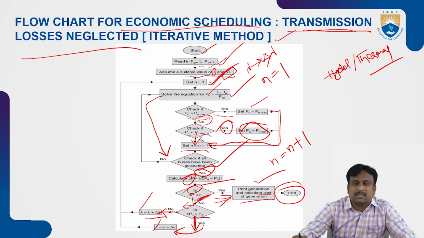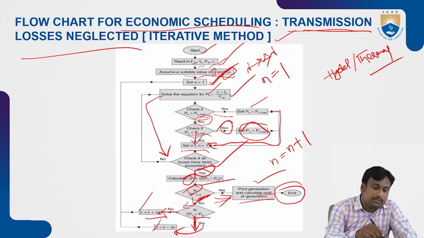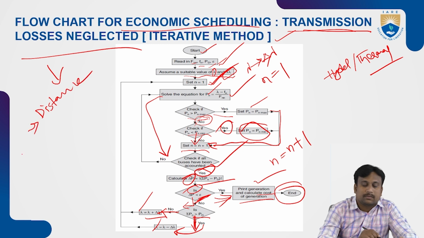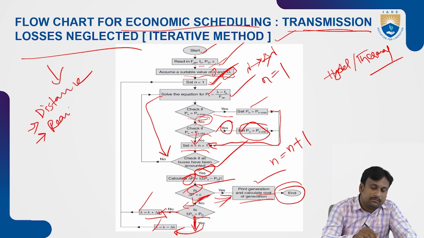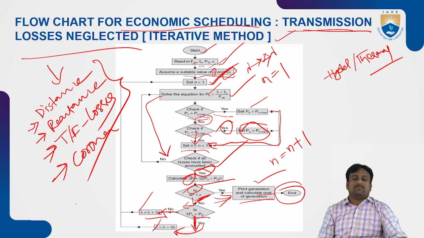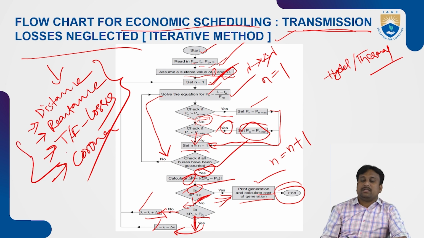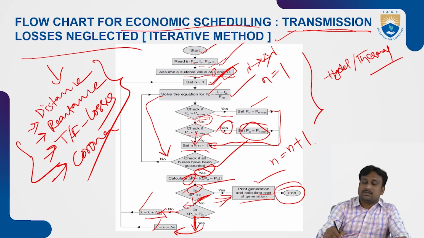We already discussed the transmission loss coefficients, which depend upon the larger distance covered by the transmission line, due to the reactance term, due to the transformer losses and corona. All these criteria may be reflected as the transmission loss coefficients. When you neglect these coefficients, then this process is applicable.